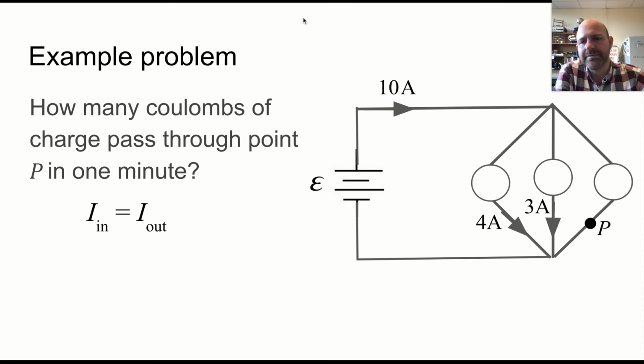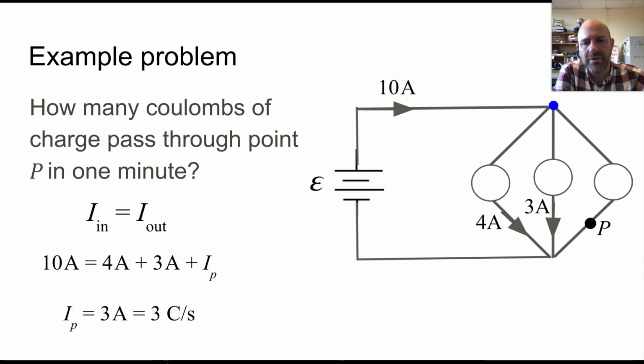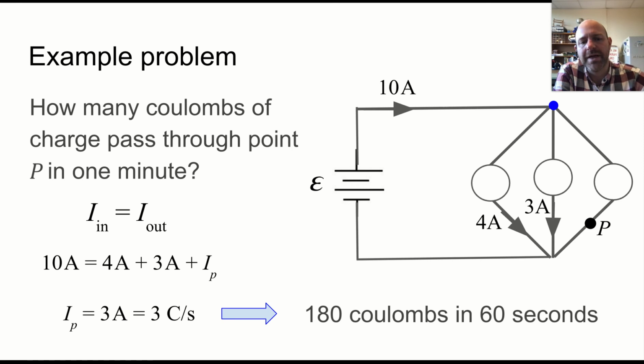So here's an example. How many coulombs of charge pass through point P in 1 minute? Well, for that, we first need to figure out the current. Right? There's 10 amps going into the junction, 4 and 3, and some other amount coming out. The current at point P is 3 amps, which is defined as 3 coulombs per second. And if you multiply that by 60 seconds, that will give you 180 coulombs of charge passed through that point.